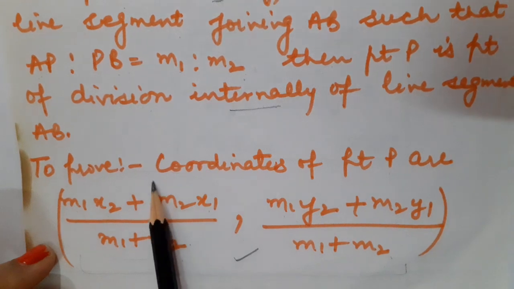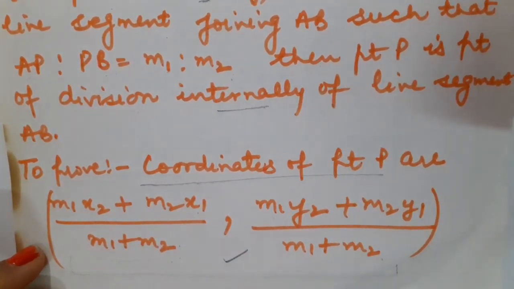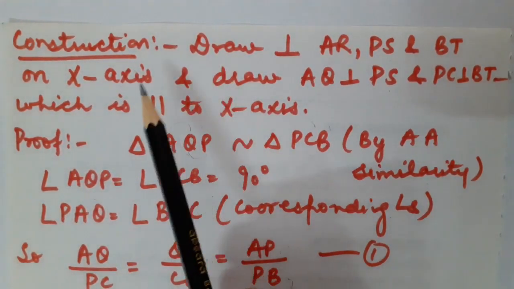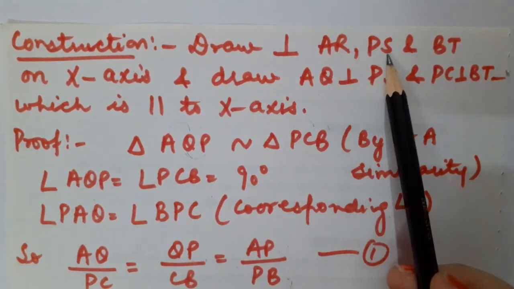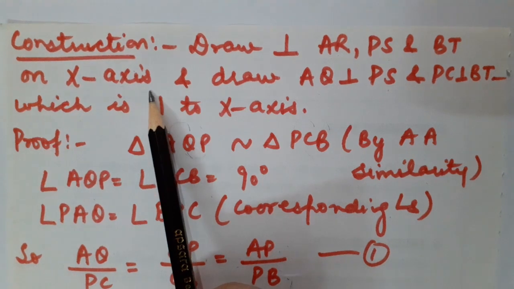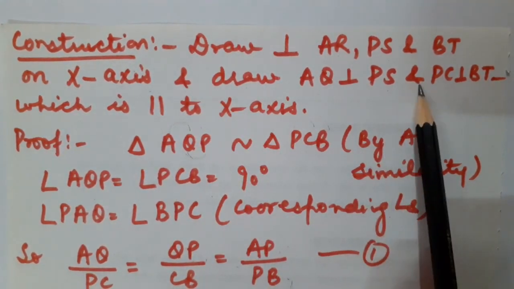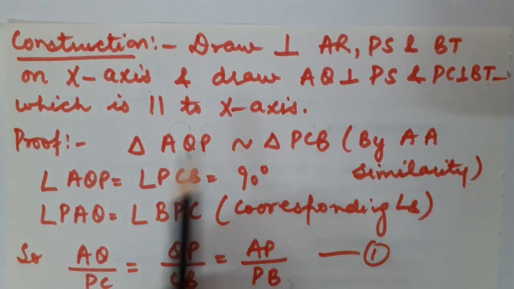Through that, I am going to calculate the coordinate of the point P, which is known as the point of division. For this, children, I have done the construction as it was done in the distance formula. Draw perpendiculars AR, PS and BT on the x-axis, and draw AQ perpendicular on PS and PC perpendicular on BT, which is just parallel to the x-axis.